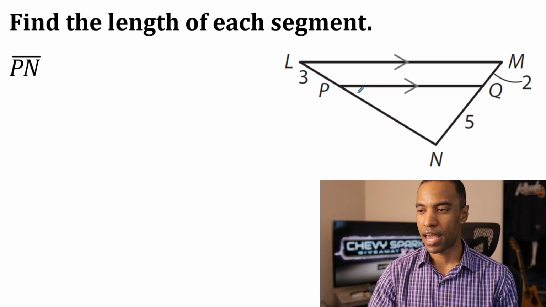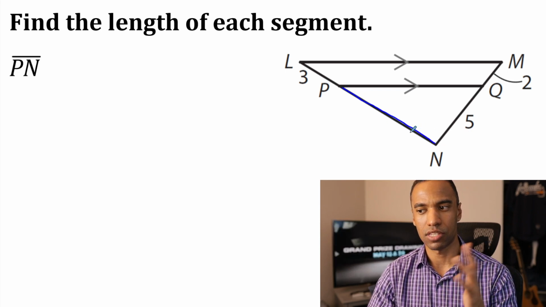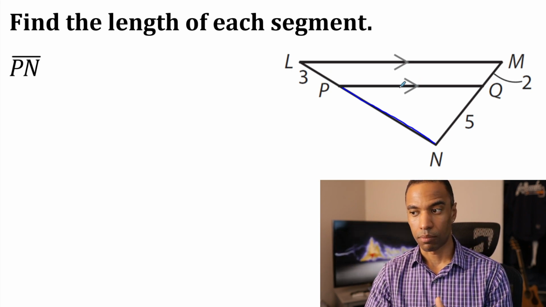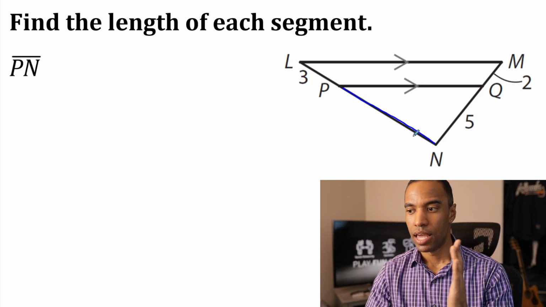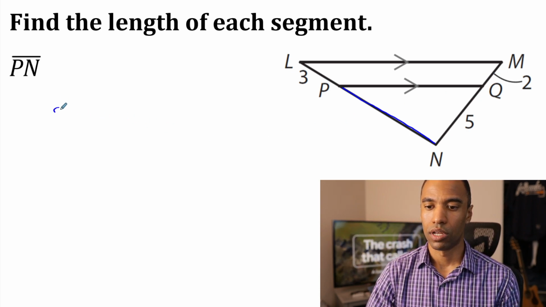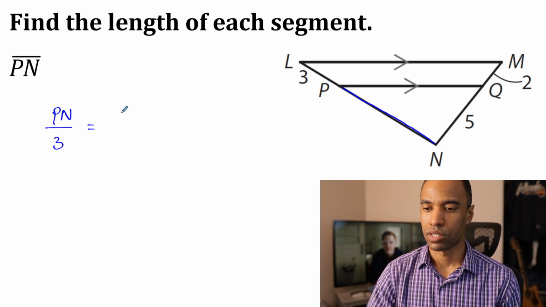Let's find the length of PN, PN being right here. Now PN is, in this case, how about, guys, going to be like my A. So A over B, right? By the way, the lines are parallel. That's why we can do this. A over B equals C over D.